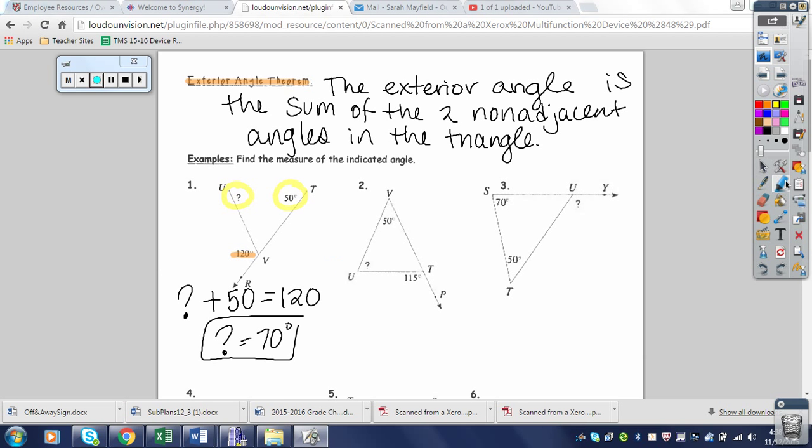Number 2, highlight your variable. I lied. Highlight your exterior angle. It's 115. So my exterior angle is the sum of my two non-adjacent angles. That's those two angles right there. So question mark plus 50 equals 115. So question mark equals 55. Pause this video, solve number 3.